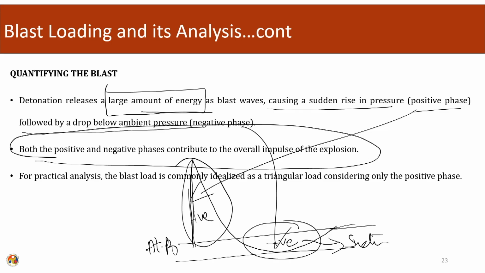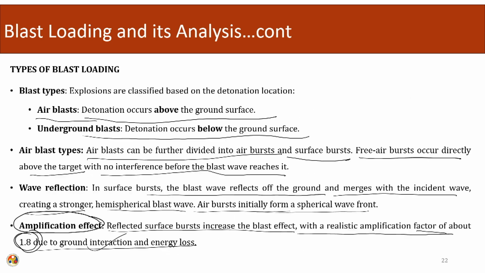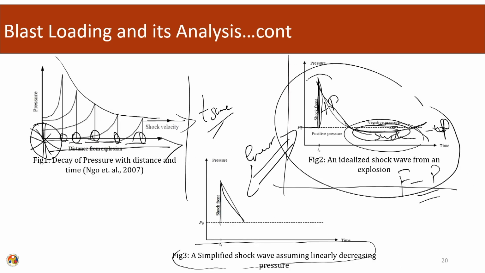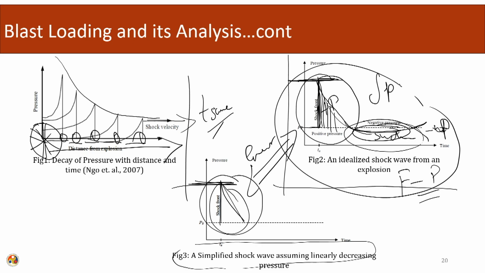So, for practical analysis, the blast load is commonly idealized as a triangular loading considering only the positive phase. What we do is take the total energy of the system and keep the magnitude of the pressure the same, and then we try to equate with the area. Here we integrate over P times dT, and we equate this using the same pressure times time, T d positive.